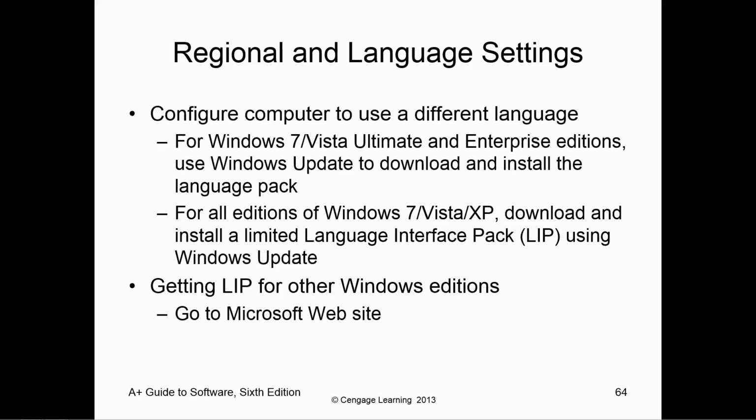Last thing we're going to talk about is configuring regional and language settings. In Windows 7 Ultimate and Enterprise, you actually can download additional language packs.